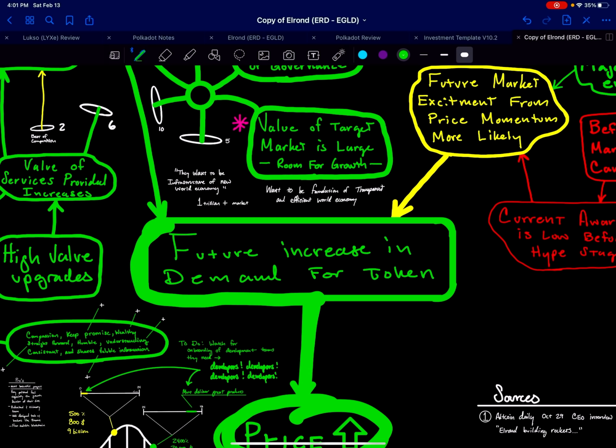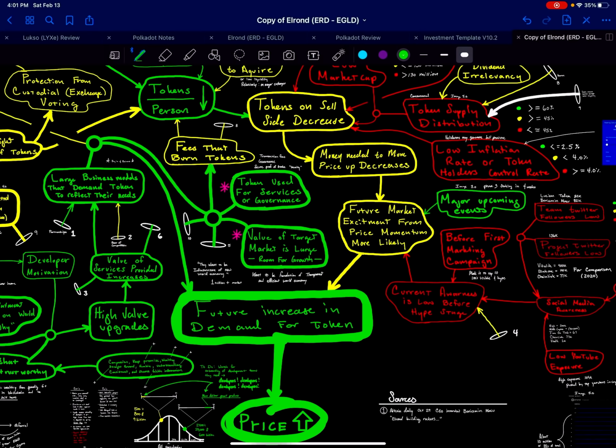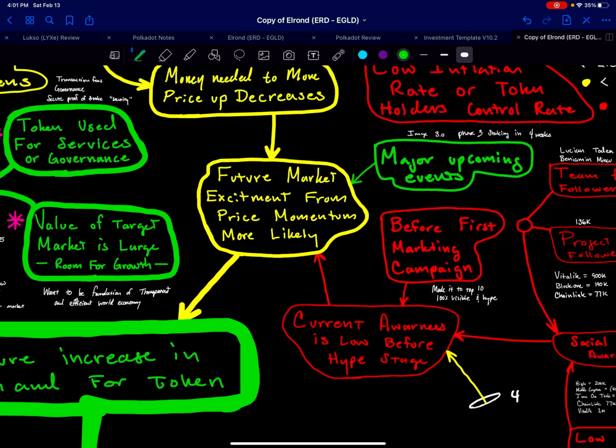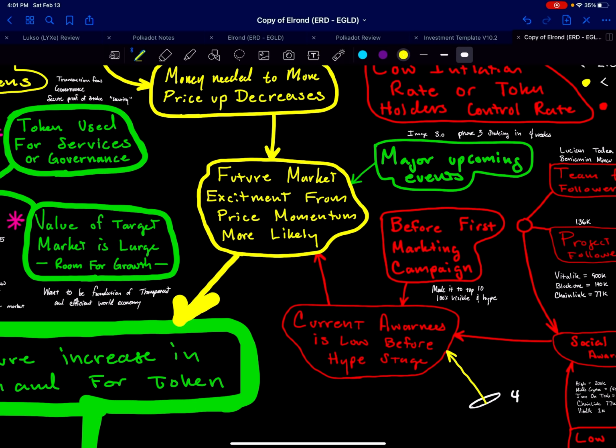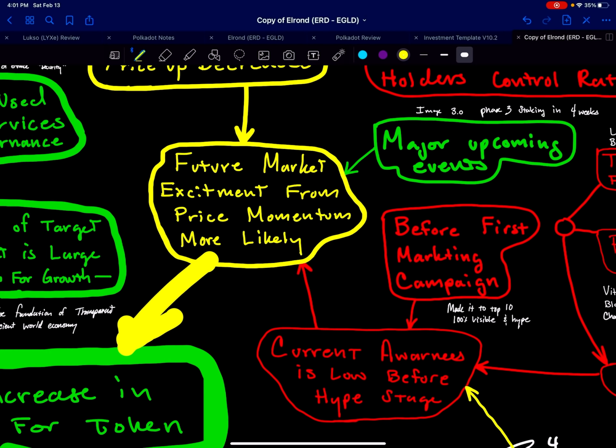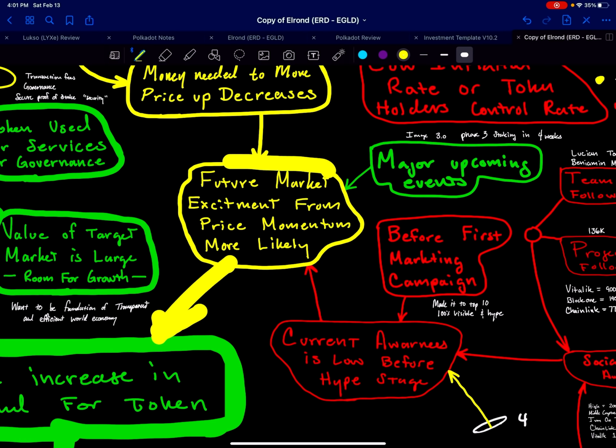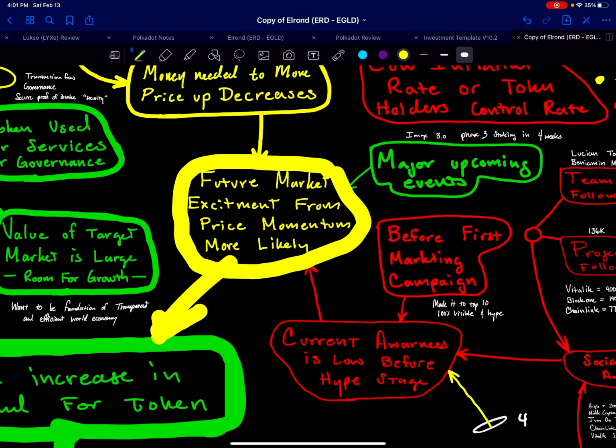Okay, so I see future increase in demand for the token. I do see that being the case. Now, here's where I get to the more negative things about this project. Future market excitement for price momentum. In the short run, I don't think the excitement's going to continue on, just because it's already been priced in.